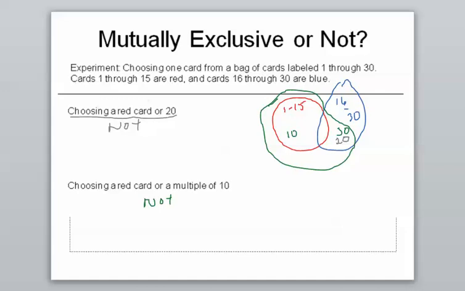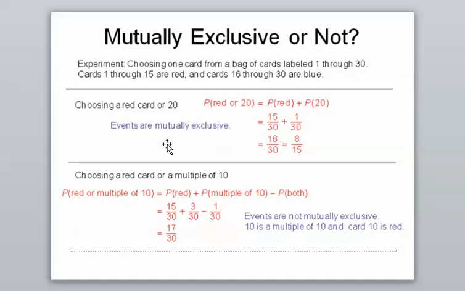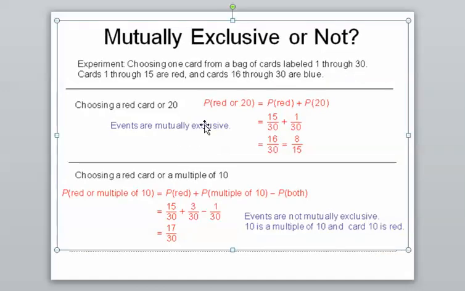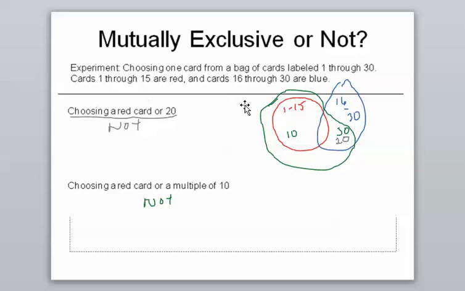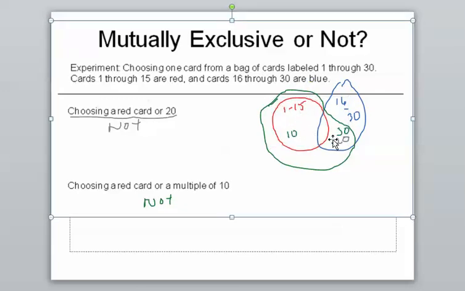Okay? Where does this come into play? Well, if they are mutually exclusive events, you can just add the probabilities together to get the answer that you're looking for. If they're not mutually exclusive, you have to eliminate that overlap. So, looking at this again, that green is what I'm wanting to get. And this 10 exists both in the red group and in the group that we were wanting to pull out that's multiples of 10.